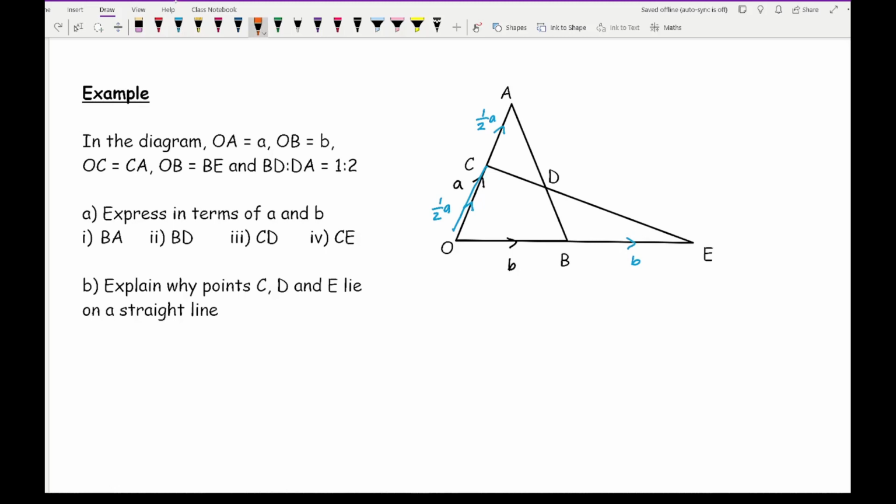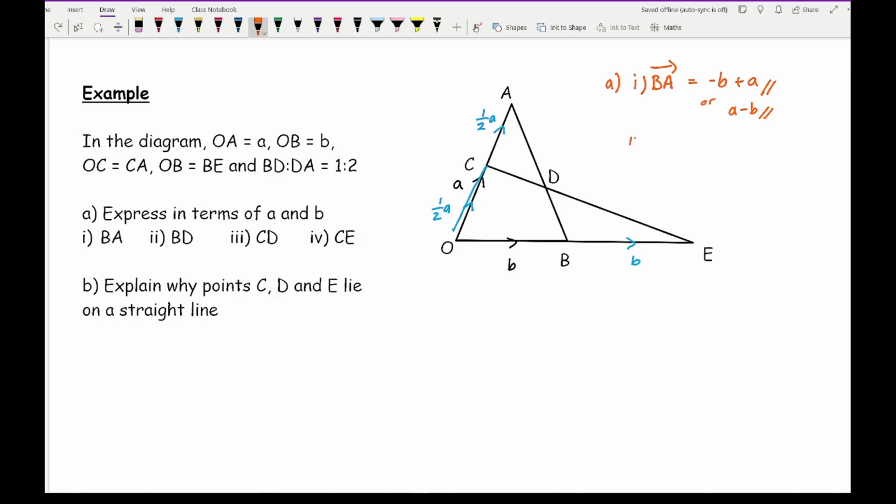So B to A is starting at B and it's going to A. So if I just write down question A here, it's looking at B to A. So B to A, it's going to be minus B because I'm going against the arrow, and then it's going to be plus A. So I don't know why I've written B there, so let me just change that. So minus B plus A, and there is my final answer, or I could write it as A minus B.